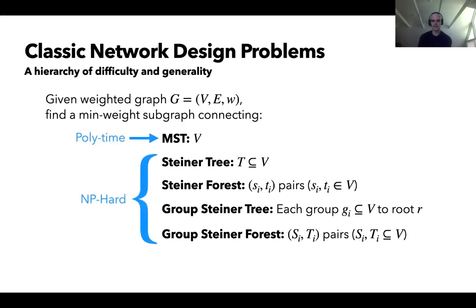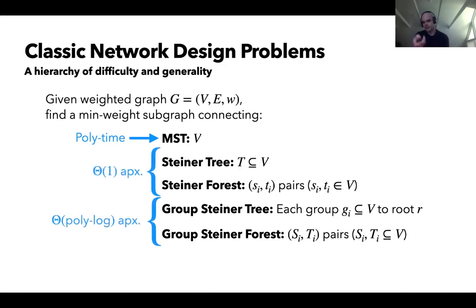A little bit more specifically, we all know and love the fact that minimum spanning tree can be solved in polynomial time, but all these other problems are NP hard. In particular, the ones in the middle of the hierarchy admit constant approximations, but the ones at the bottom only admit polylogarithmic approximations.